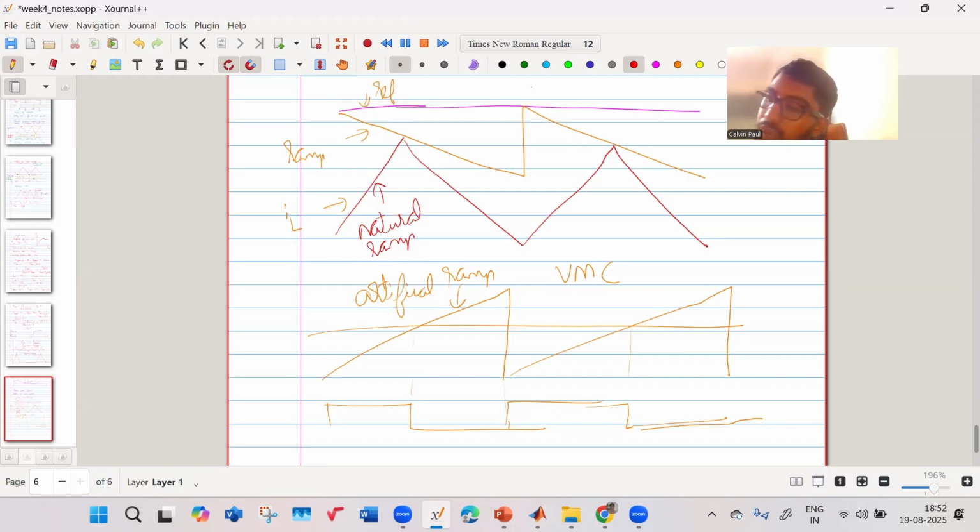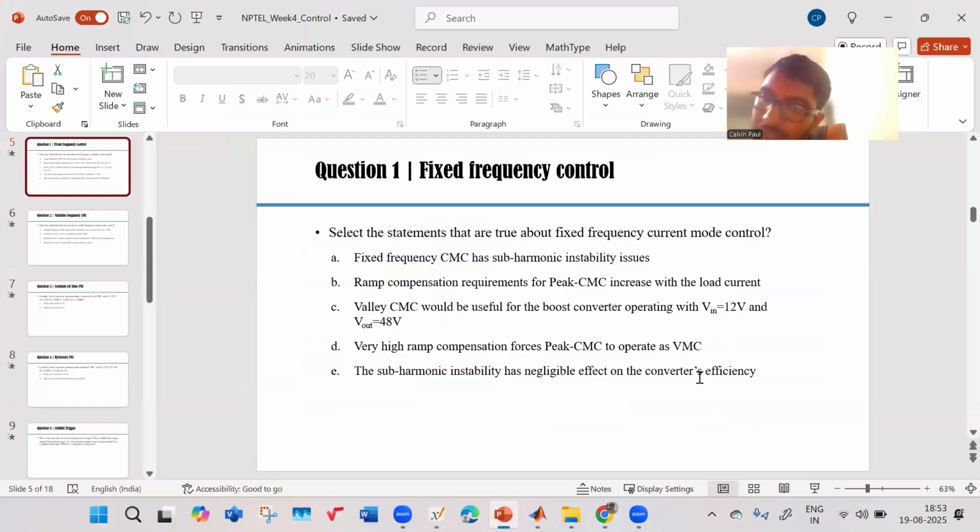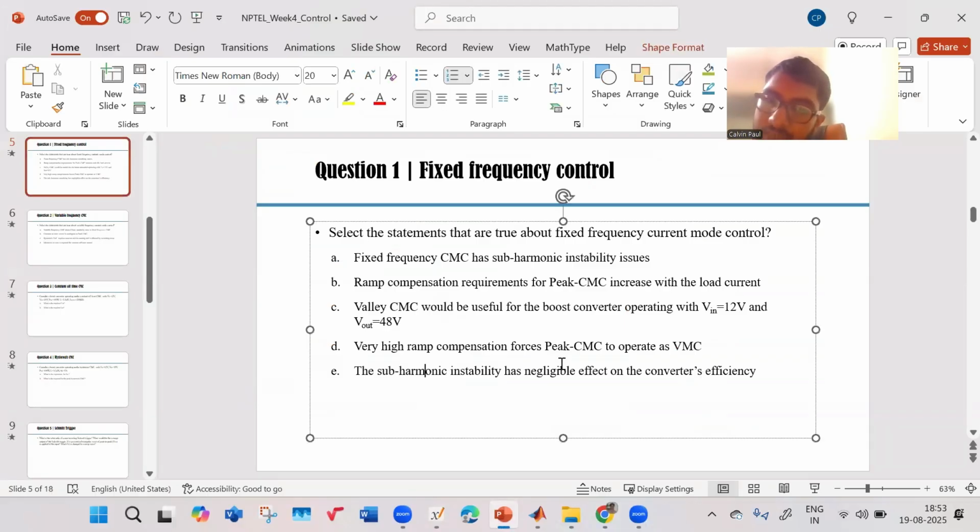So this artificial ramp also has an issue, it slows down your response. It slows down your speed. So that is why slowly we are shifting to variable frequency control. Like in constant off time control, constant on time control, you don't have those subharmonic instability issues. They are not present. Okay, so this is one point. So very high ramp compensation forces peak current mode control to operate as voltage mode control. That's true. And this subharmonic instability has negligible effect on the converter efficiency.